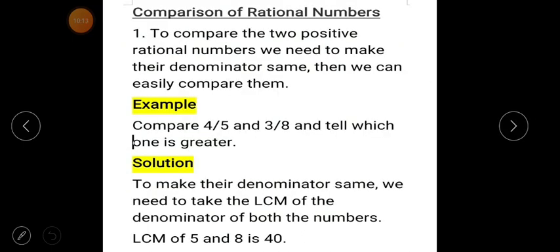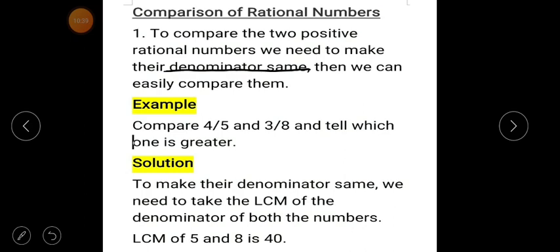Comparison of rational numbers. At a certain stage, we need to compare two rational numbers, to see which one is greater and which one is smaller. So to compare two positive rational numbers, we need to make their denominators the same. Then we can easily compare them. What we have to do to compare? We make their denominators the same, so it would be easy for us to compare them.